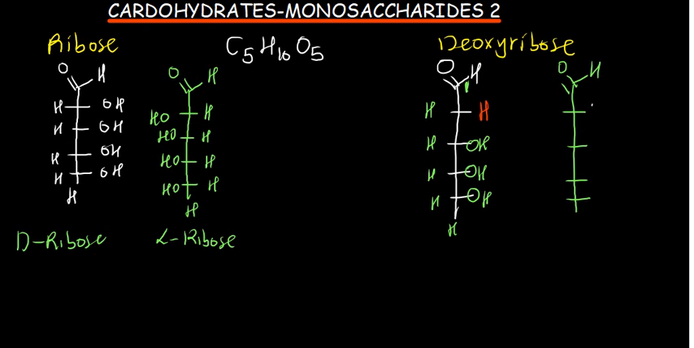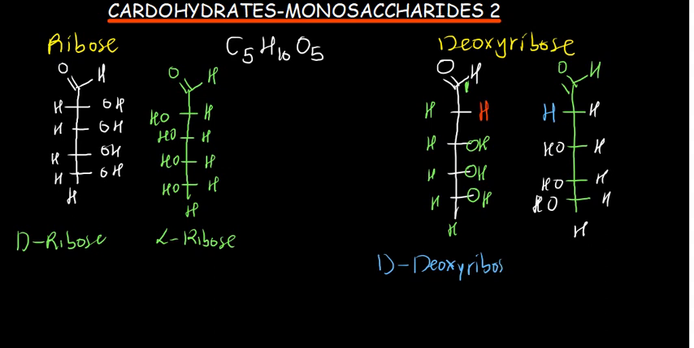And also here we've got H, H, H, H, H. Then you have OH, OH, OH. But at carbon number 2, we don't have the O. We just have the H there. So this one where the OHs are more on the right is called D deoxyribose. And the one where the OHs are on the left, that is called L deoxyribose.